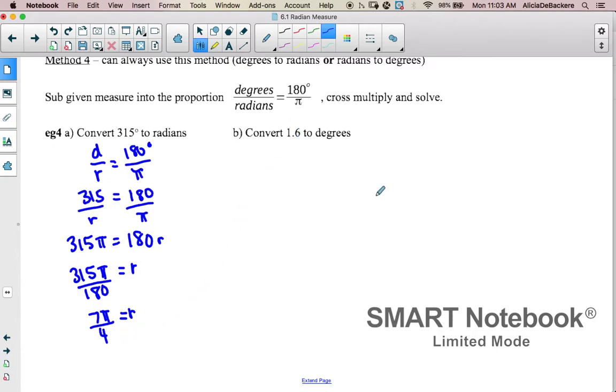Moving on to the second example, I've got converting 1.6 to degrees. So again, no units here. This is in radians, the 1.6 radians. I'm going to set up my proportion. And then I'm just going to sub in 1.6 is a radian measure, so I'm subbing it in for the R. And then we're going to solve for the D. So here, I've got the D already in the numerator, so instead of dividing by 1.6 on the left, I'm going to multiply by 1.6 on the right.